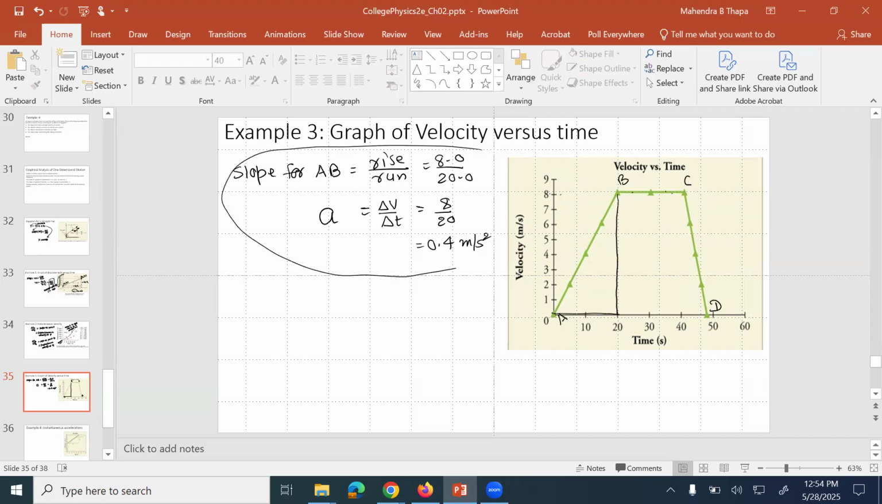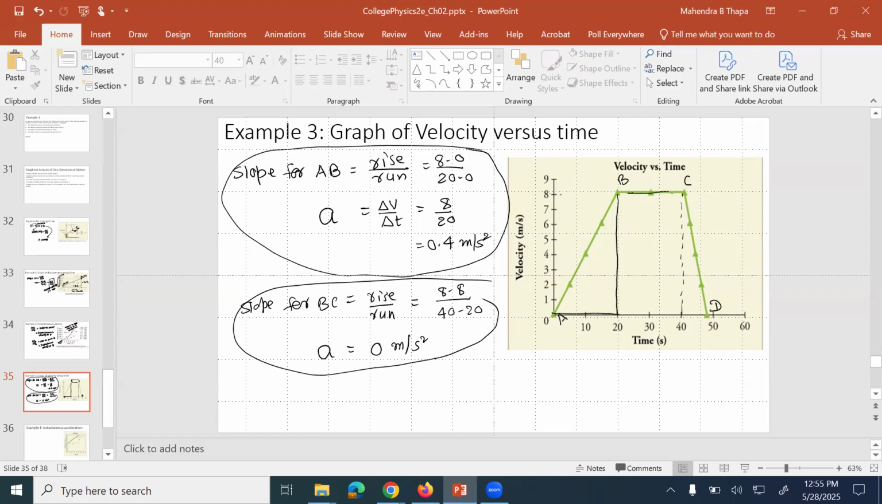Okay. Let's find the slope for the section BC. The slope for section BC will be similarly rise over run. But here what is interesting is this: rise will be 0, say 8 minus 8, and run, if I take point A and B, run looks like 40 minus 20. So clearly the acceleration for this section will be 0 meter per second square.